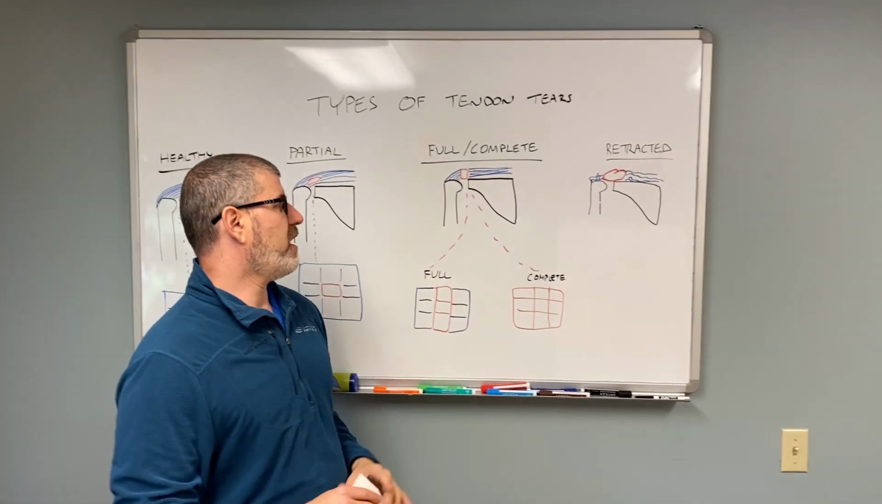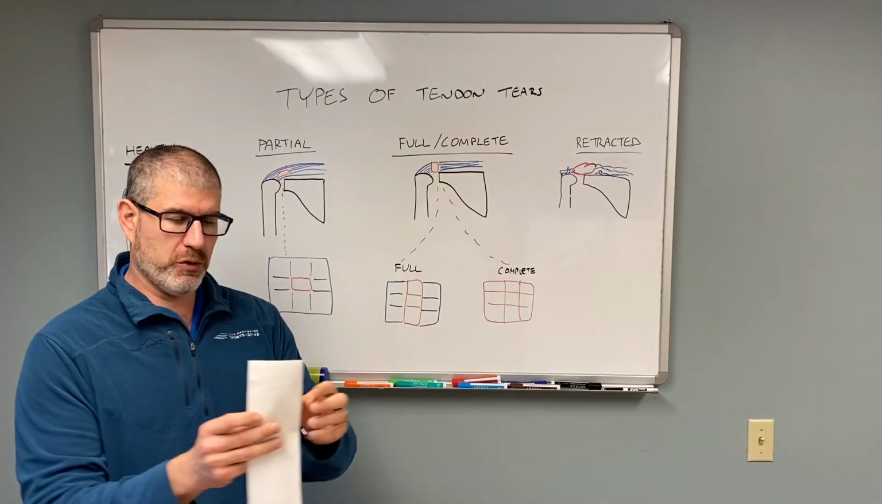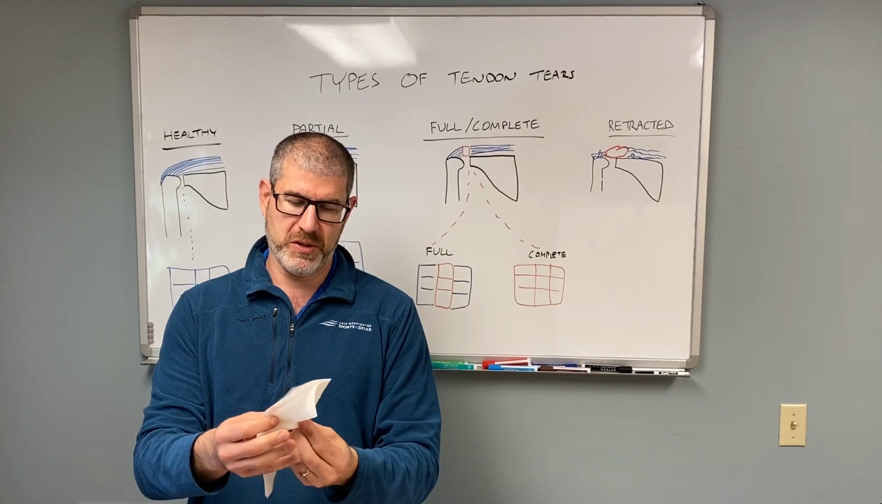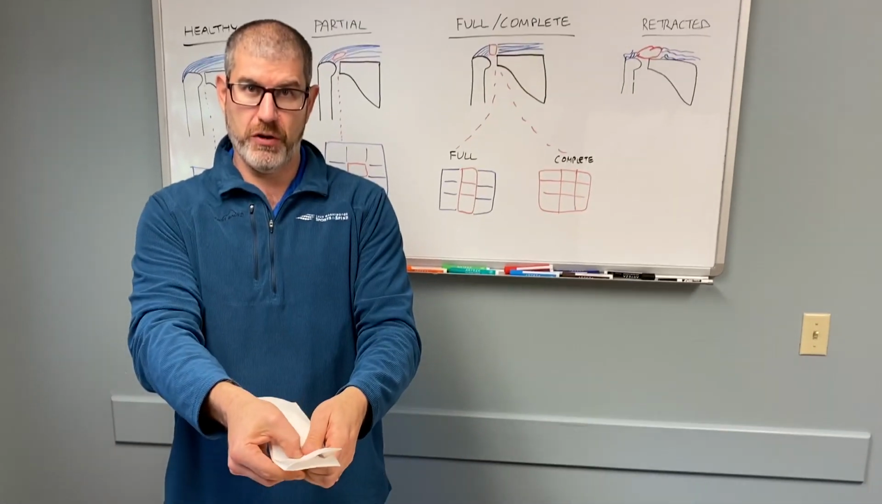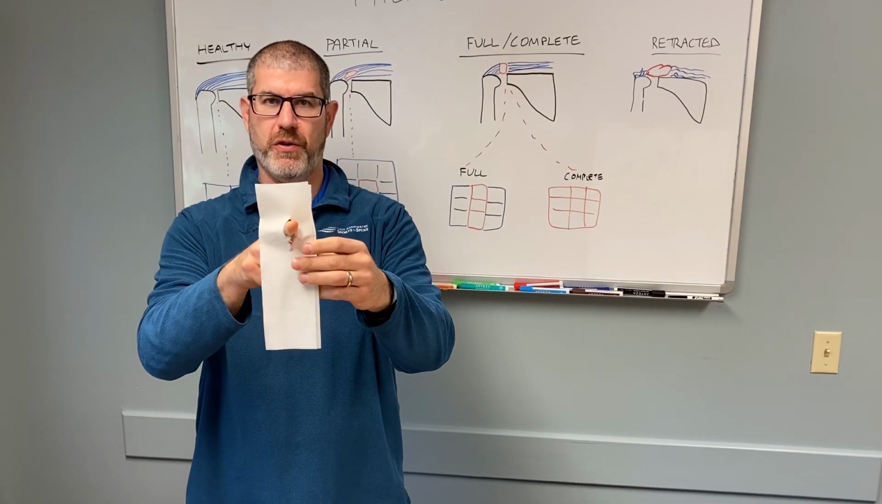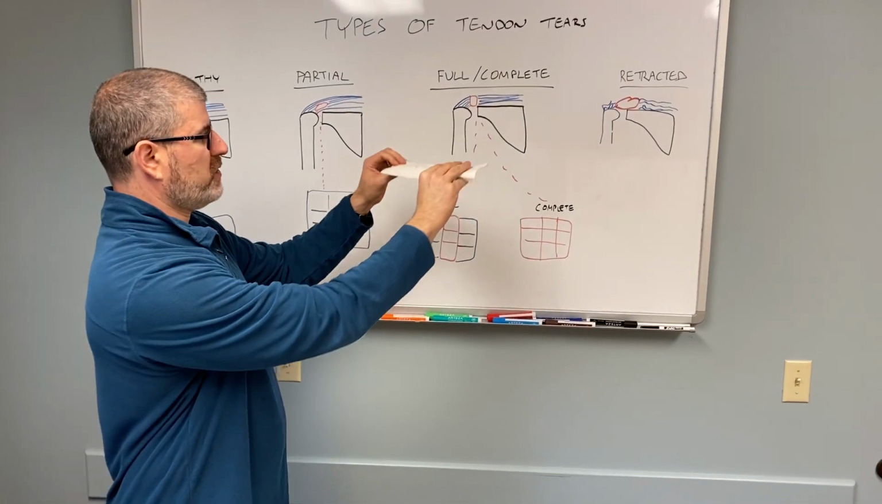The next class of tear is going to be a full or a complete tear. And if you were looking at that on a paper towel, if I take this piece of paper towel and take where that hole was, instead of being torn partway through, it's torn all the way through. So you can see I can stick a finger through it, but you have parallel fibers that are intact. That's a full thickness tear.